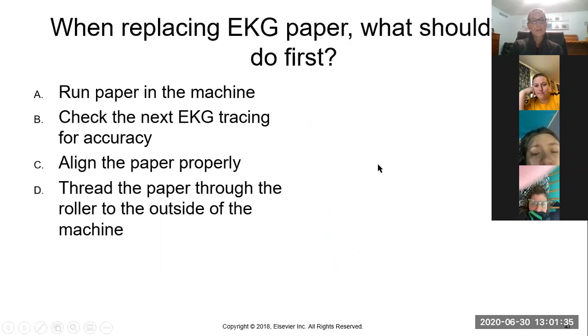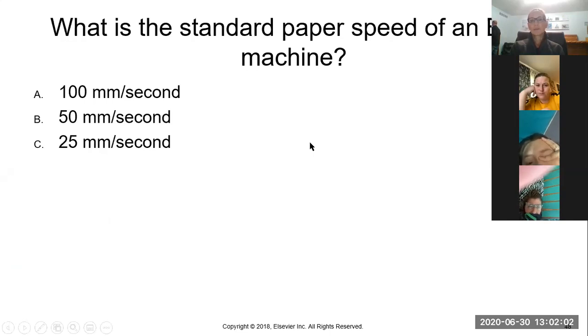All right. When replacing EKG paper, what should you do first? Okay, so the very first thing we're going to do is D. Thread the paper through the roller to the outside of the machine. Okay, D. What is the standard paper speed of an EKG machine?